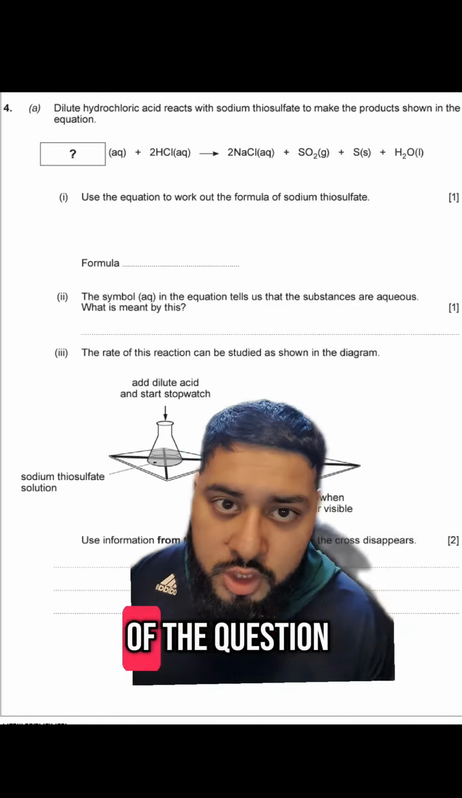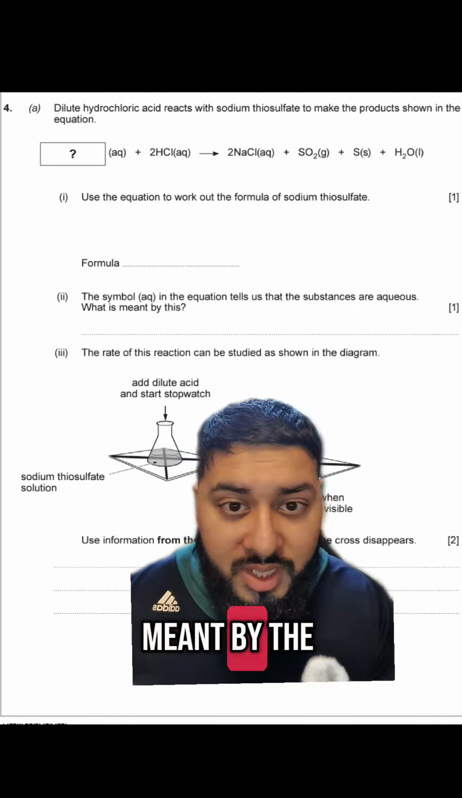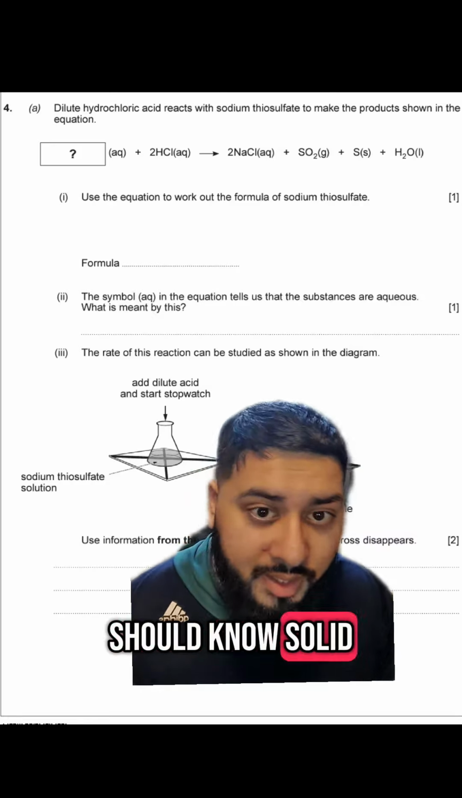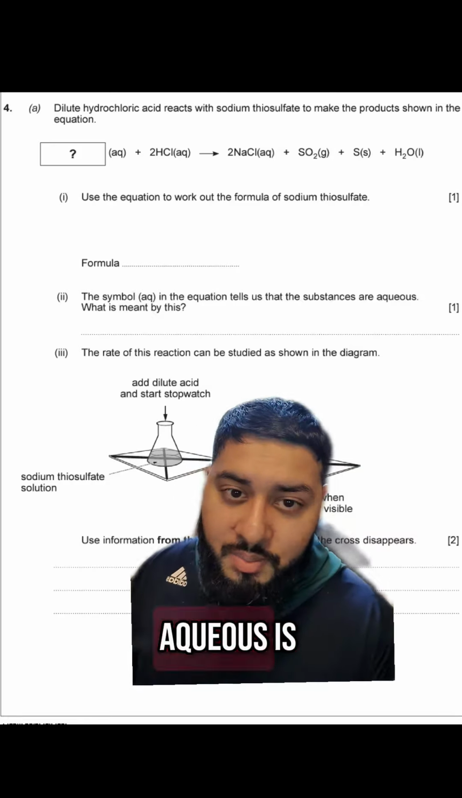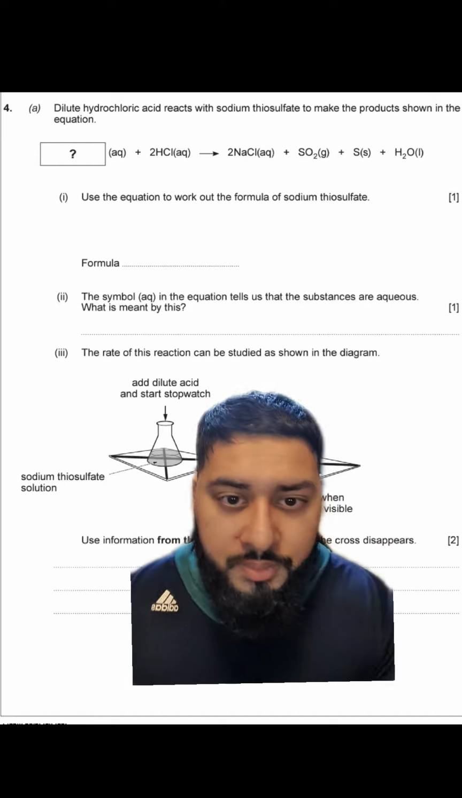The second part of the question asks us what is meant by the word aqueous. Now there are 4 words you should know: solid, liquid, gas and aqueous. Aqueous is something that has just been dissolved in water.